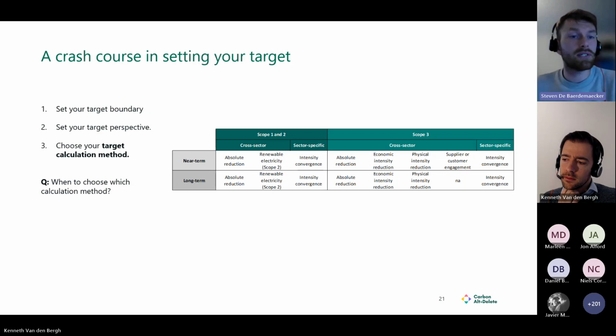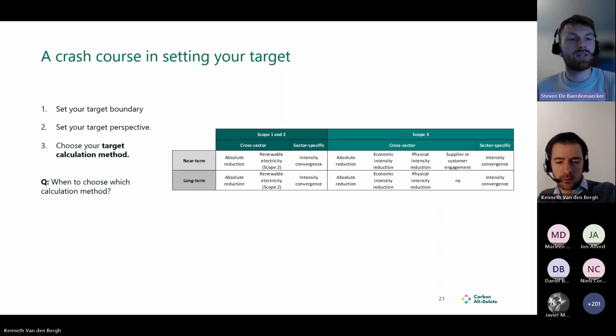Sometimes it makes sense, for example, if for 80% of my scope 3 emissions I know the emissions, but for 20% it's less clear and more difficult to follow up. Then I have a certain reduction for that 80%, whether it's an absolute reduction or on an intensity basis, and the remaining 20% are supplier engagement or customer engagement.